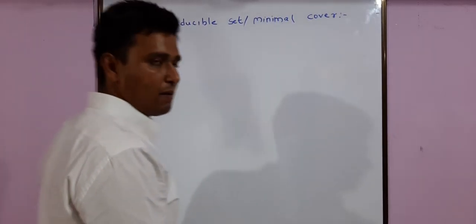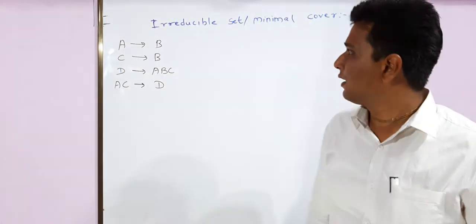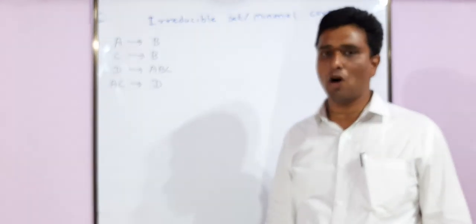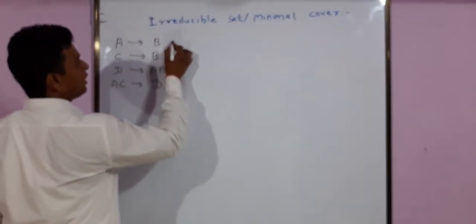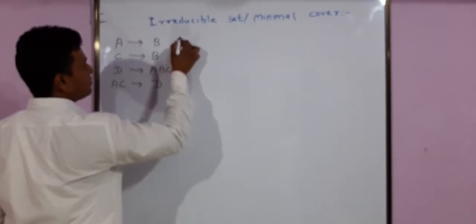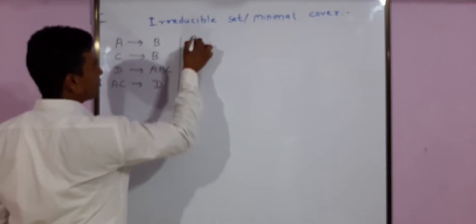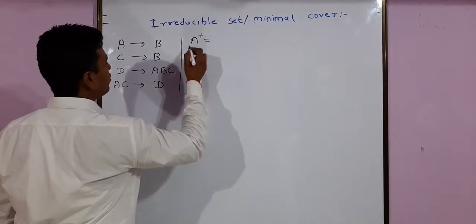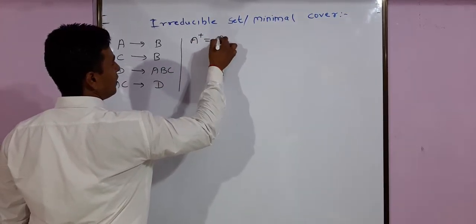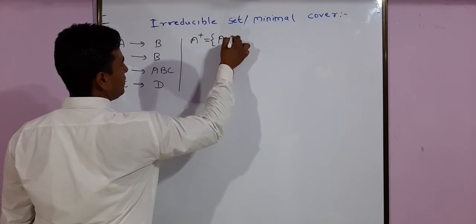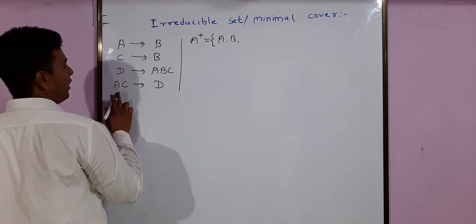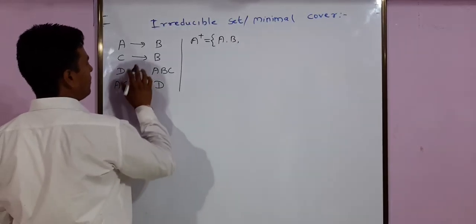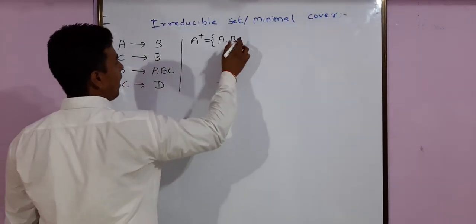Now we will have this example. We have to convert it into the minimal cover or irreducible set. So let's start with the procedure. What I will do, I will first find out the closure from here. So I will find out the original functional dependencies closure. So A closure will be A, then I will have B, okay, only AB, because no other I can find out.